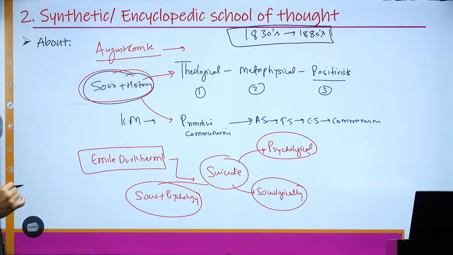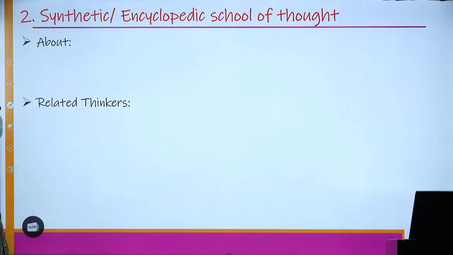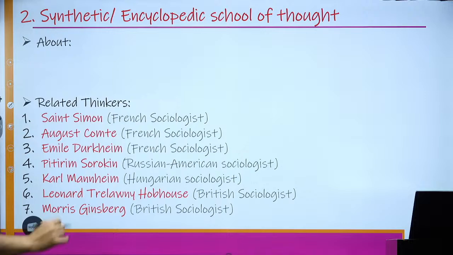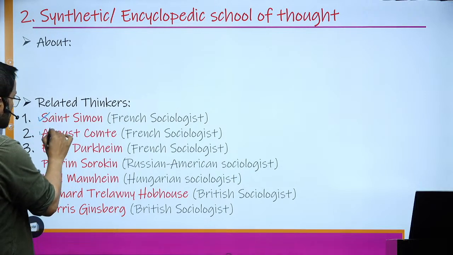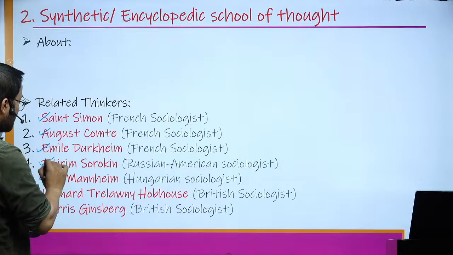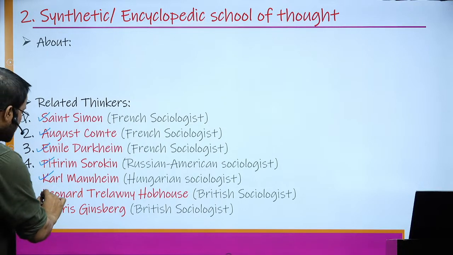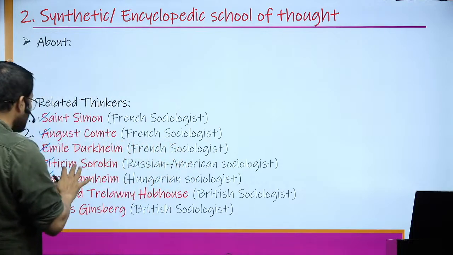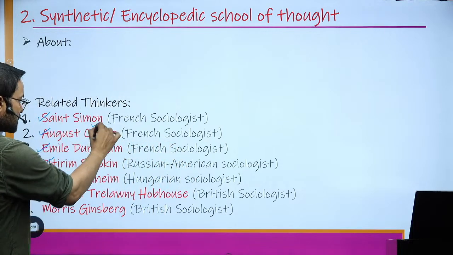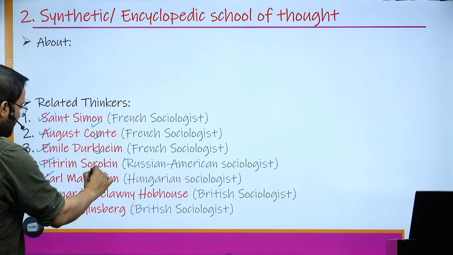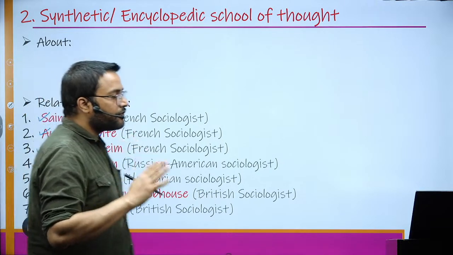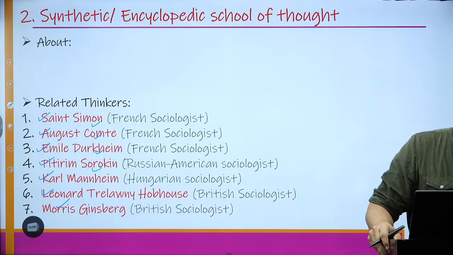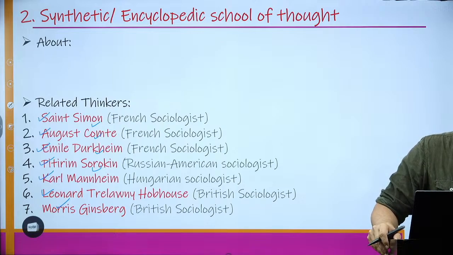Now I'll talk about the related thinkers. These are the related thinkers, and we're discussing all of them one by one: Saint-Simon, Auguste Comte, Emile Durkheim, Pitirim Sorokin, Karl Mannheim, L.T. Hobhouse, Maurice Ginsberg. These are the thinkers that you must quote. If I'm giving you 7 thinkers, at least quote 3, 4. Like Saint-Simon, you must quote Auguste Comte, Emile Durkheim, Pitirim Sorokin. You must quote 3 to 4 thinkers positively so that you can gain good marks. Okay, any doubt till now?